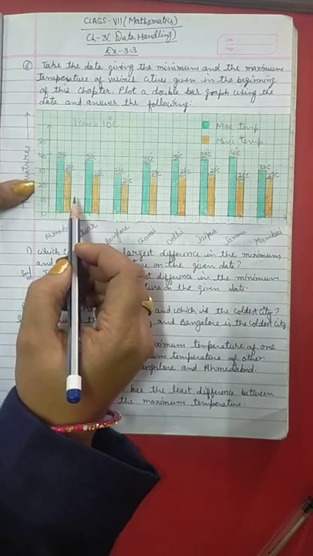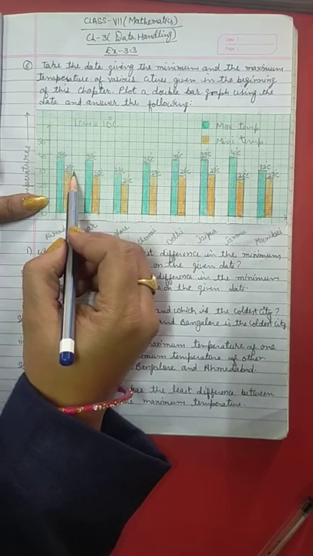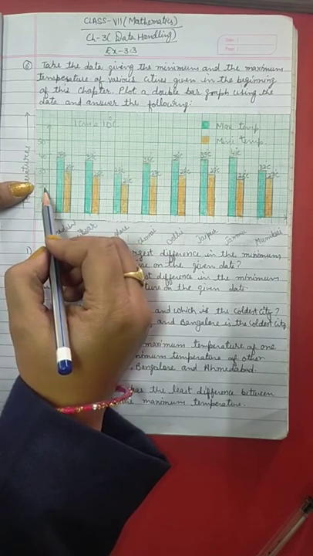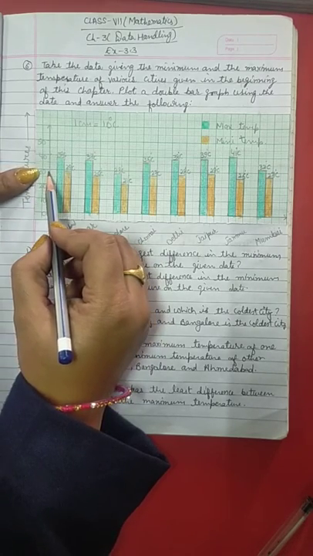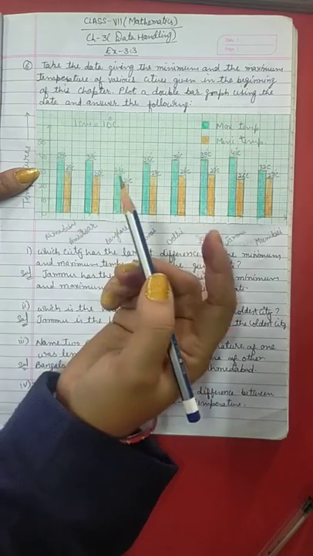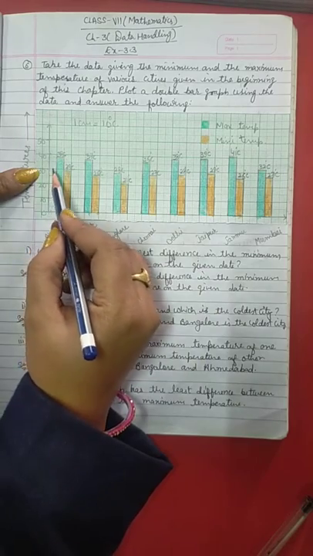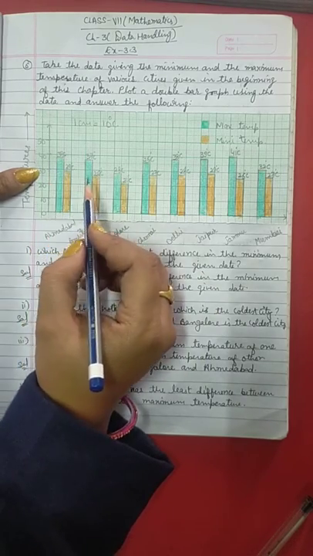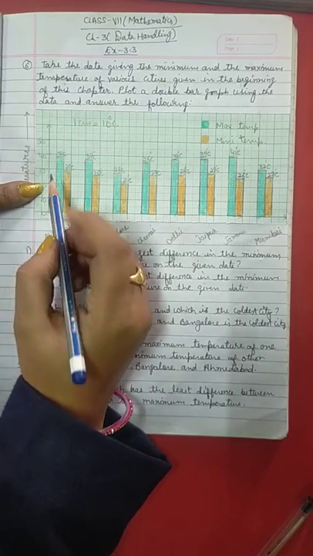Then to represent 29 degrees Celsius, it is again lying between 20 and 30 degrees Celsius. So what we will do here: 29 is near to 30, and as you know, we are going to divide this one box into 10 equal boxes and each box is representing 1 centimeter.